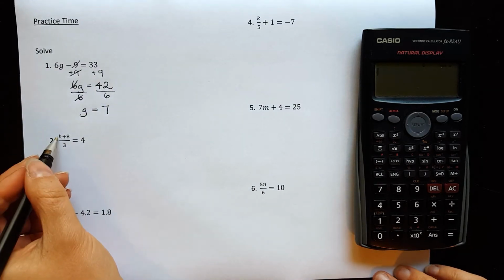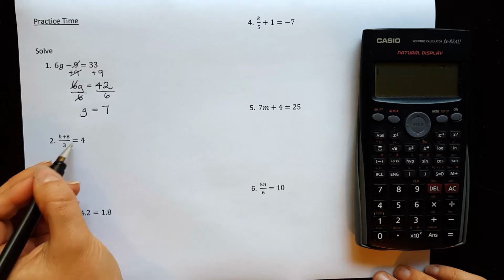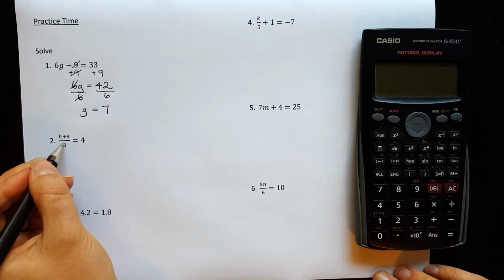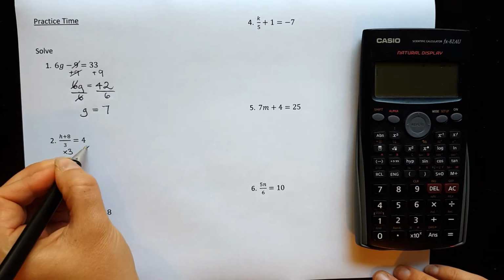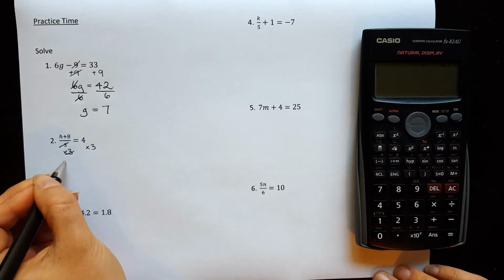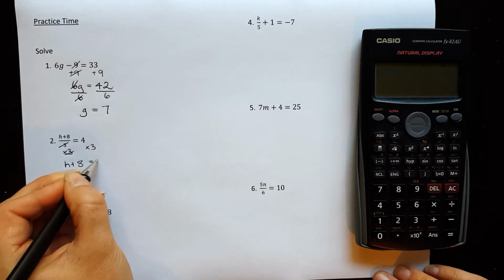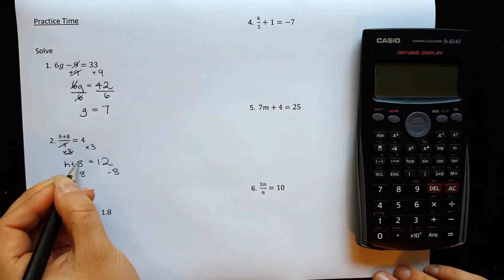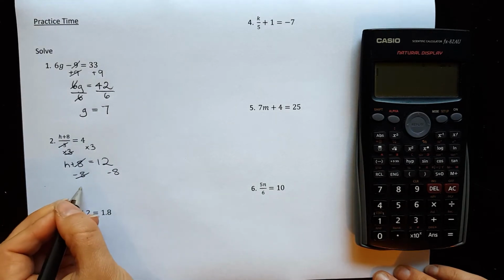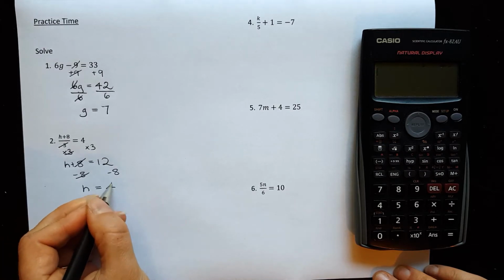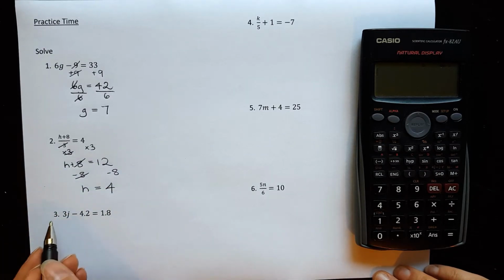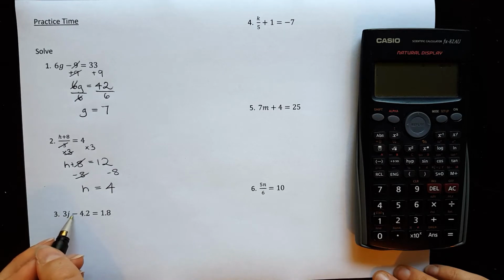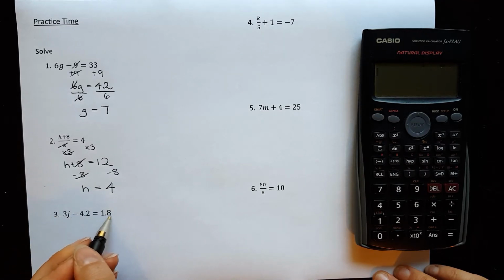Question 2, h plus 8 divided by 3 is equal to 4. So first of all, you need to times by 3. h plus 8 is equal to 12. And then we can subtract the 8. So it's important that you get the order right of which number to start with. So h equals 4.